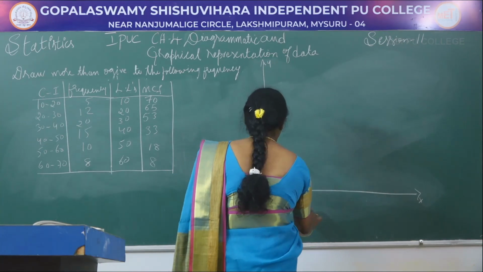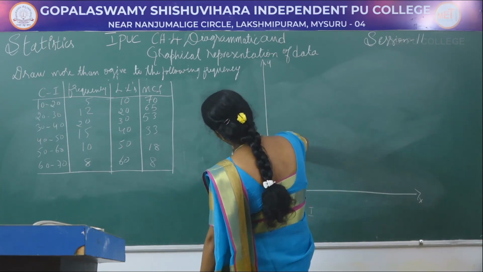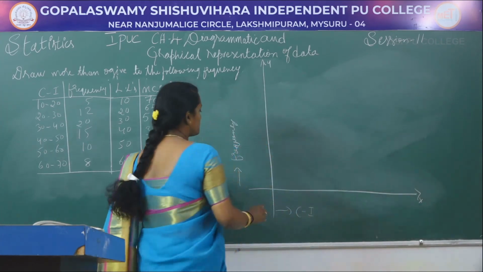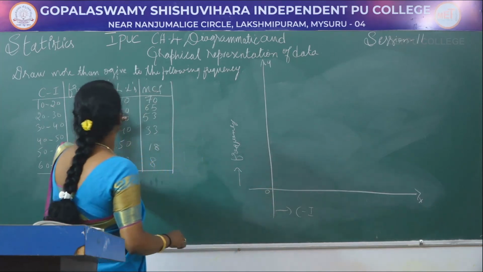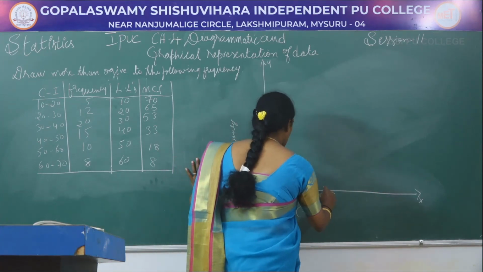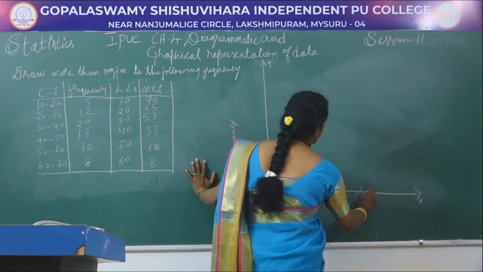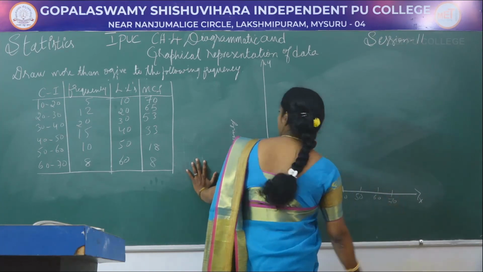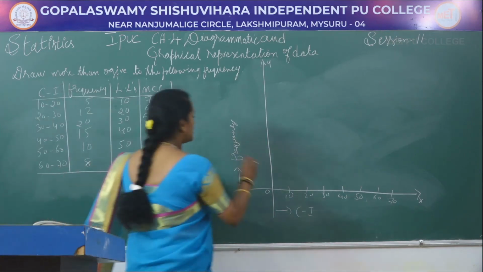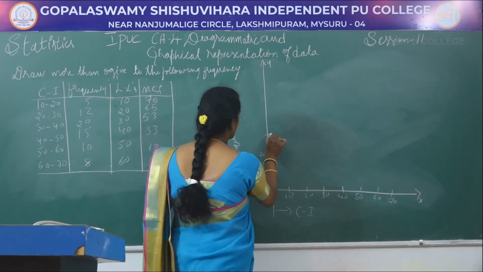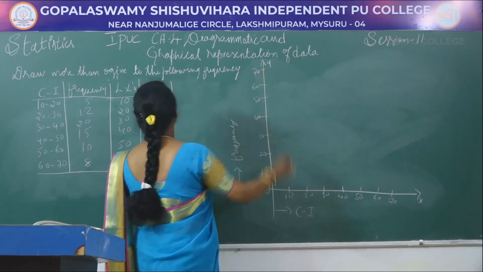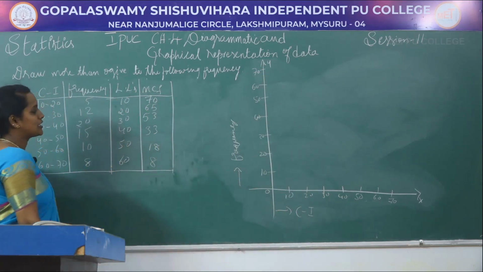In x-axis we will take the class intervals, in y-axis we will take the frequency. Here the lower limit starts from 10, so I can take 10, 20, 30, 40, 50, 60, 70. And in MCF the lowest is 8 and the highest is 70. Here also I will take 10, 20, 30, 40, 50, 60 and 70. Okay, let's start plotting the points.